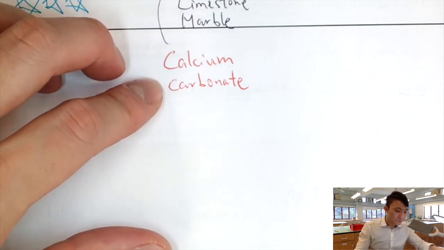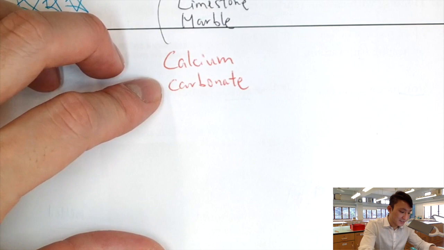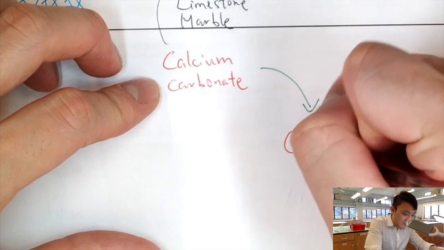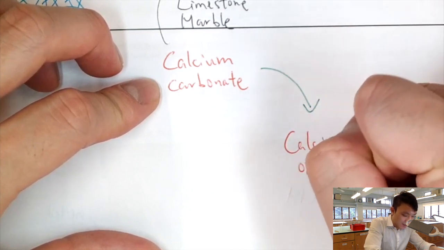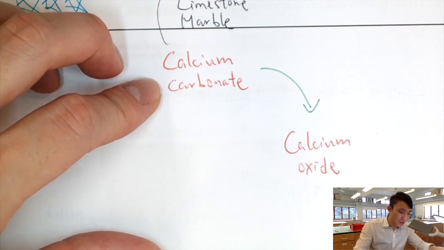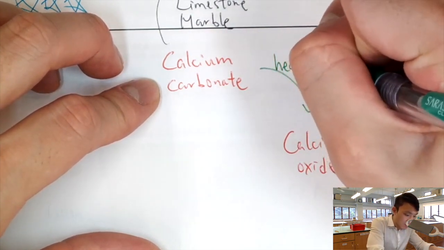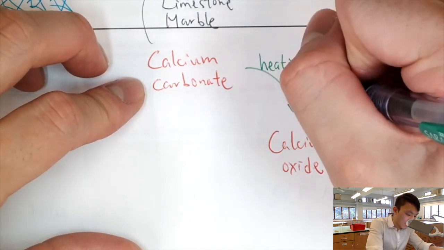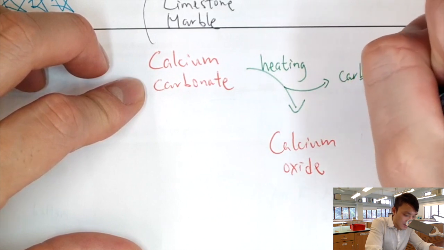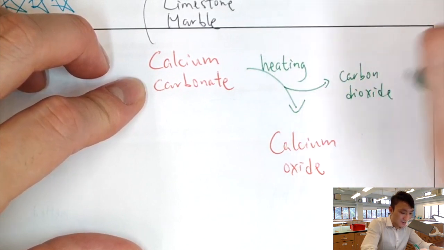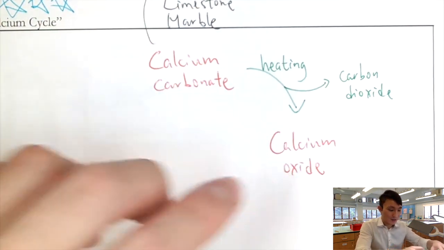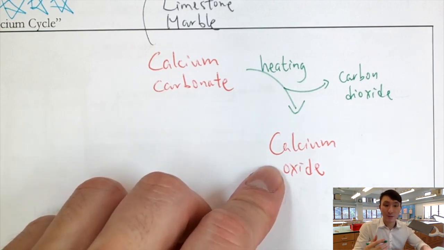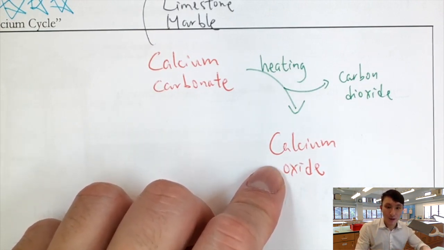Now the first reaction is when it is converted into calcium oxide. And this reaction, you remember, requires strong heating. And this reaction also releases carbon dioxide. Basically one splits into two. But in the cycle, I want to focus on the calcium compounds, so only the calcium compounds I will show with the red ball pen.